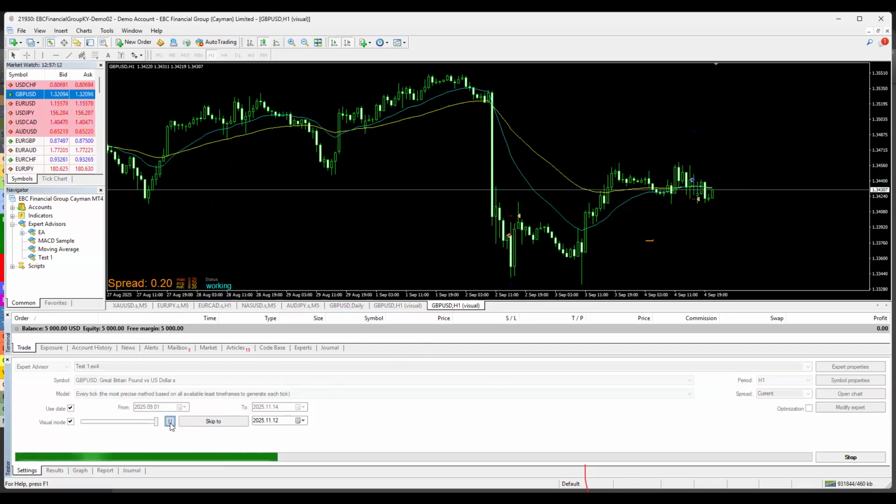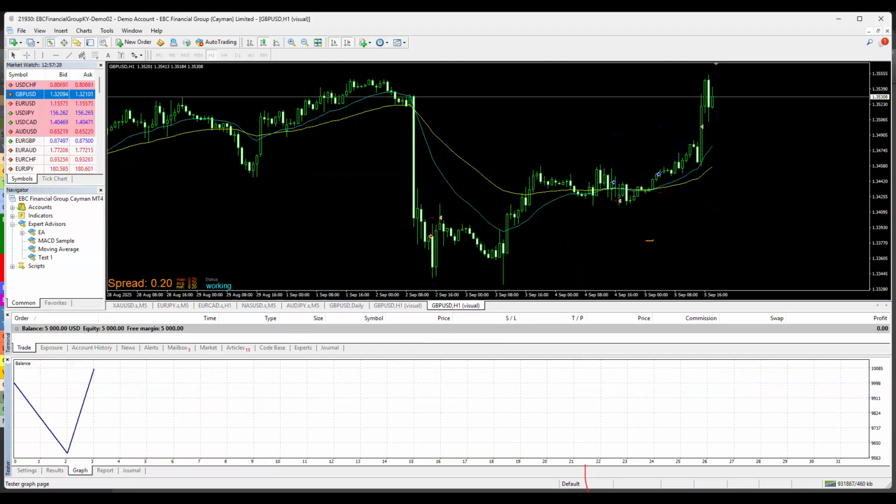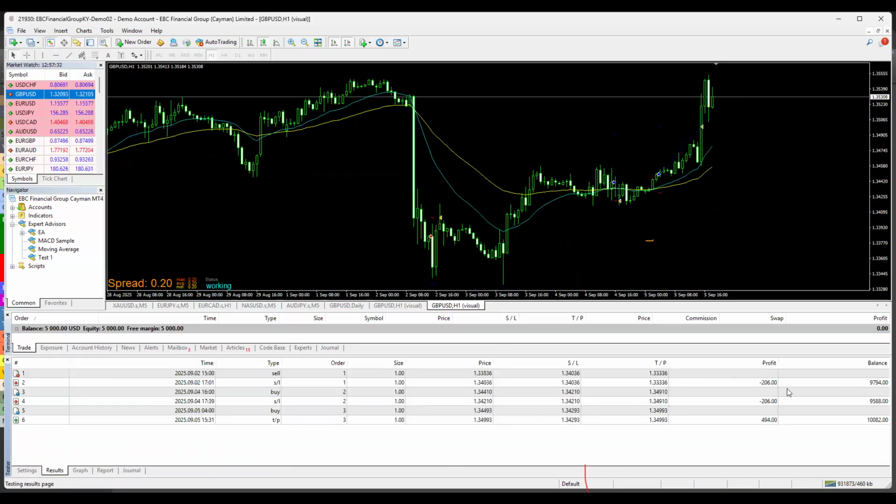So that was a profit. Even though the EA so far has taken three trades, two losses and one win, because of the parameters we set, our stop loss is 20 pips and our take profit is 50 pips, I think we should be up, right? We should be back to where we started, slightly above, because two losses give us a minus 412 loss, and one win gave us 494.